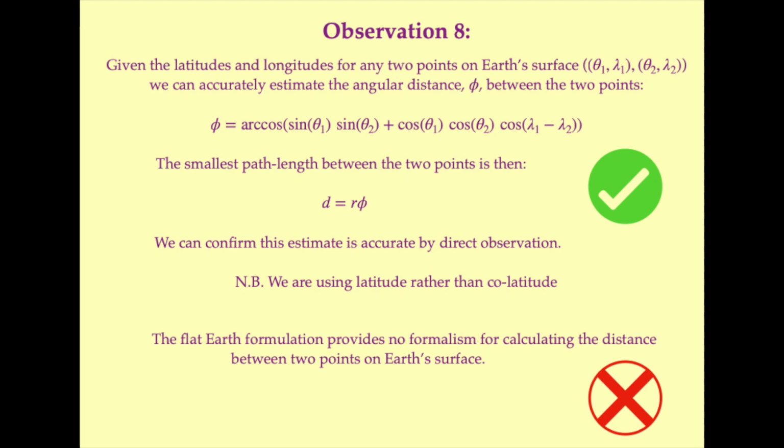We can then estimate the distance between the 2 points by multiplying the angular distance in radians by the radius of the Earth. For any arbitrary pair of points on Earth's surface, the distance estimate obtained by using this technique is always very accurate. In stark contrast, flat earthers have no technique for accurately estimating the distance between 2 points on Earth's surface based only on their latitudes and longitudes.